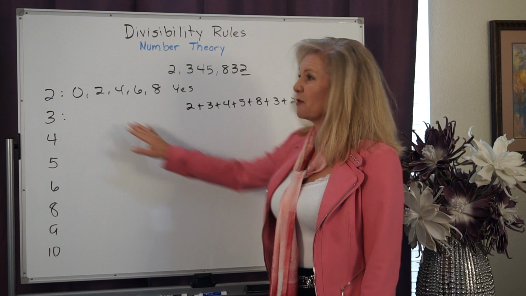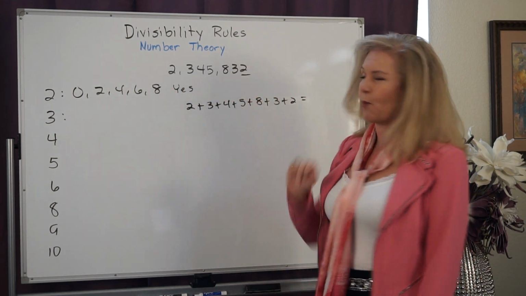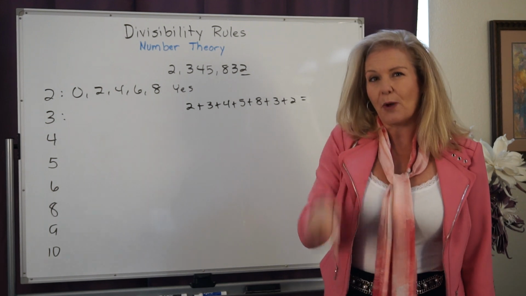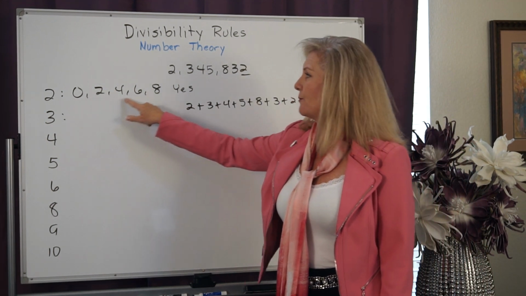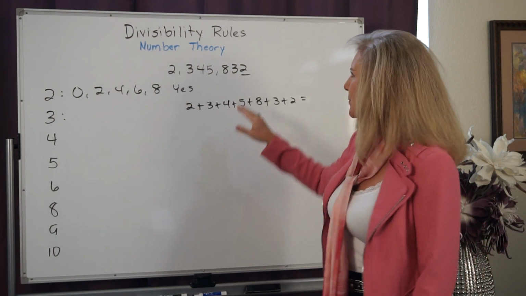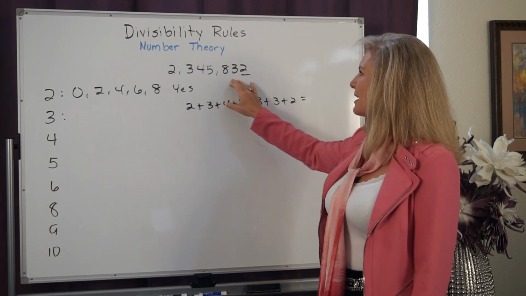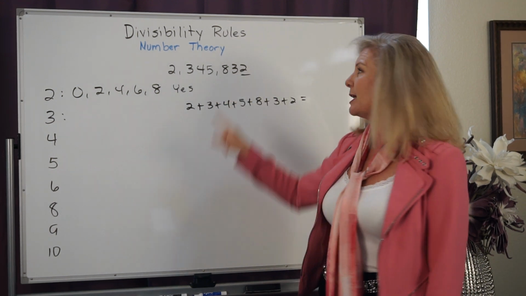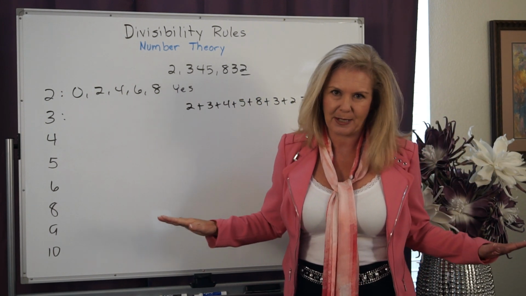So 2 is a really cool rule. It says that if we take a look at that ones place, and if that ones place is an even number, so if it's 0, 2, 4, 6, or 8, then the whole number is divisible by 2. Well, this number, 2,345,832, has a 2 in the ones place. Therefore, I know the entire number is divisible by 2.